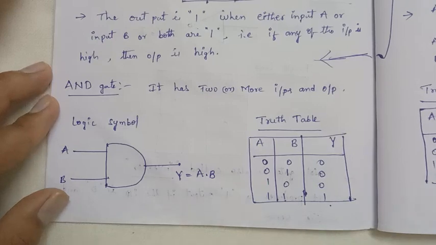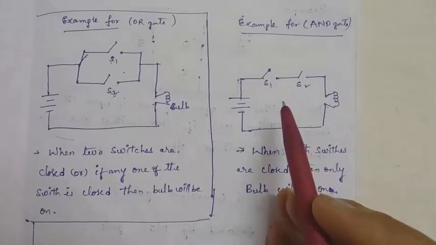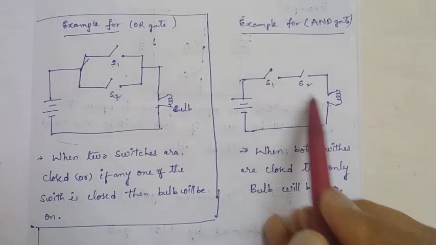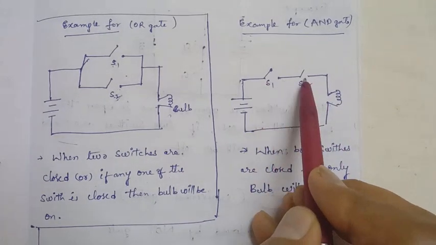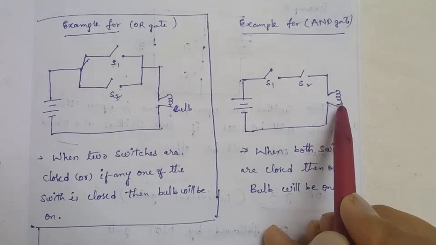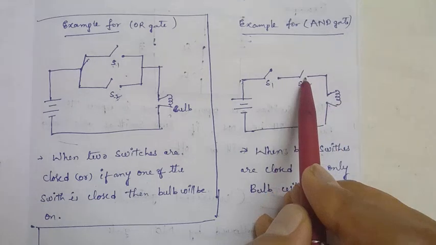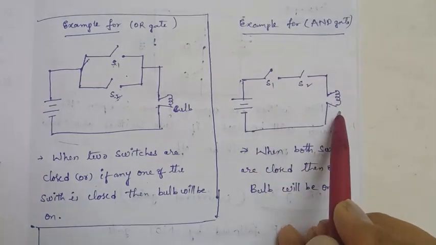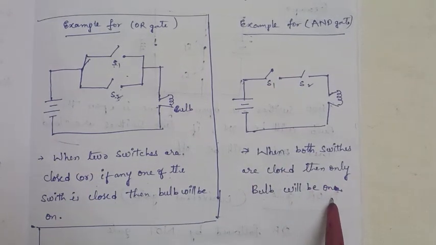then output is high. So for this, the equivalent switching circuit. All of you observe this circuit. If one switch is closed and the other open, then the bulb will be off. If both are open, the bulb is off. If one is open and one is closed, off. If both switches are closed, then the bulb will be on. Only when both switches are closed will the bulb be on.